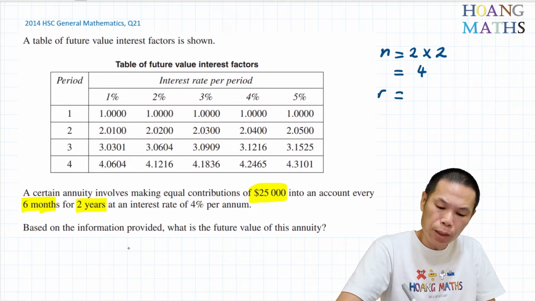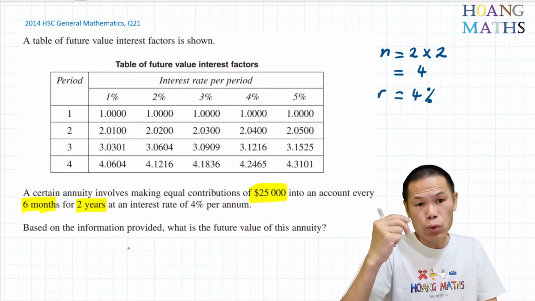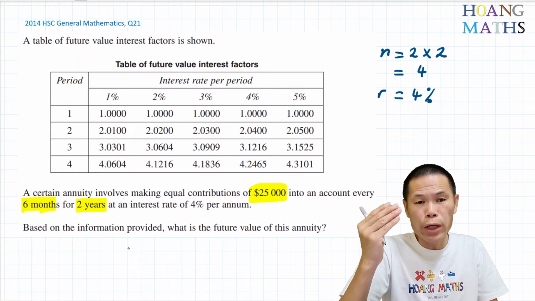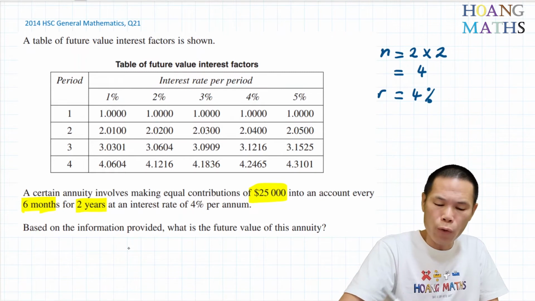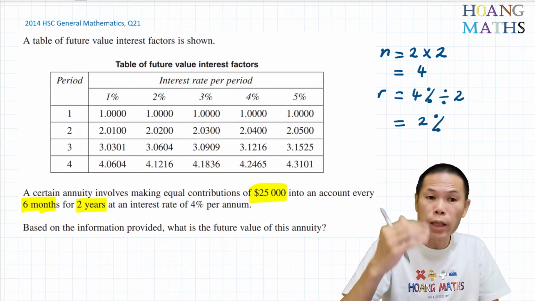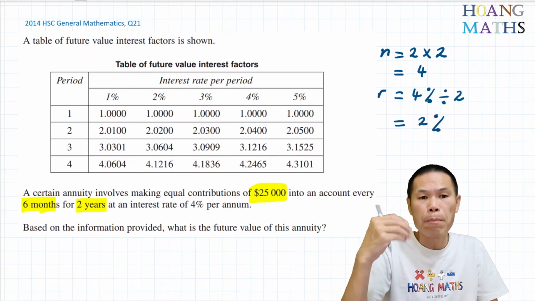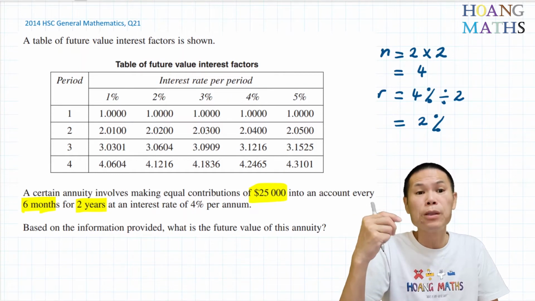And R is 4% per year. But because we make payments twice a year, the interest rate is also compounded twice a year, so we have to divide this by 2. Therefore the interest rate is 2%, compounded every 6 months. So R becomes 2.